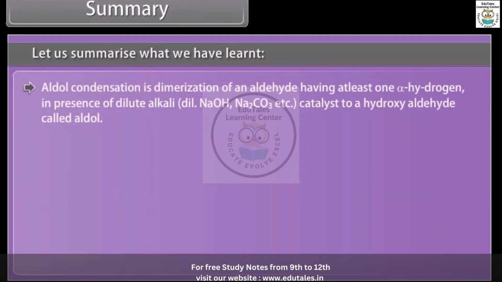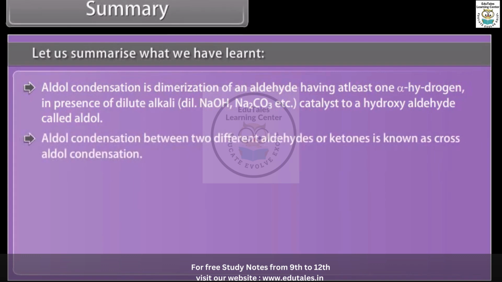Aldol condensation is dimerization of an aldehyde having at least one alpha hydrogen in the presence of dilute alkali such as dilute sodium hydroxide, sodium carbonate, etc., as catalyst to a hydroxyaldehyde called aldol. Aldol condensation between two different aldehydes or ketones is known as cross-aldol condensation.